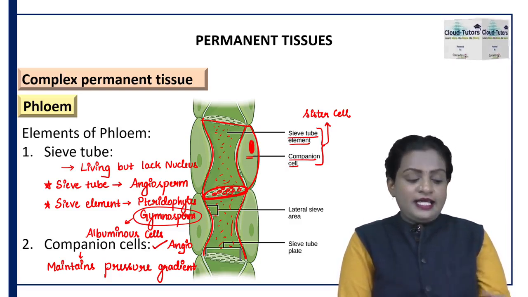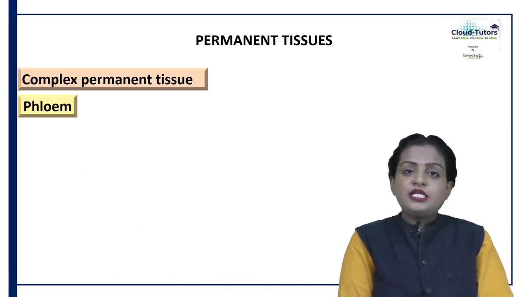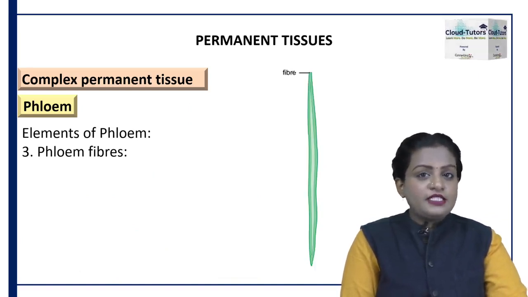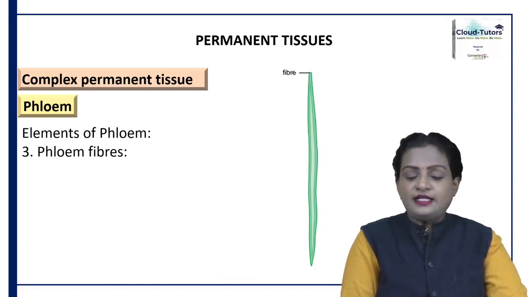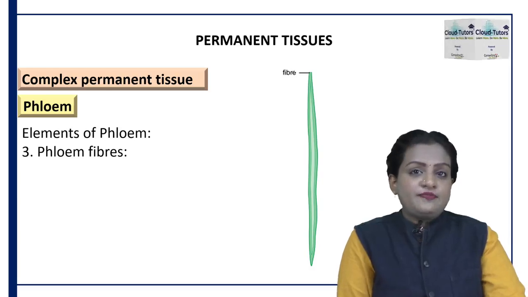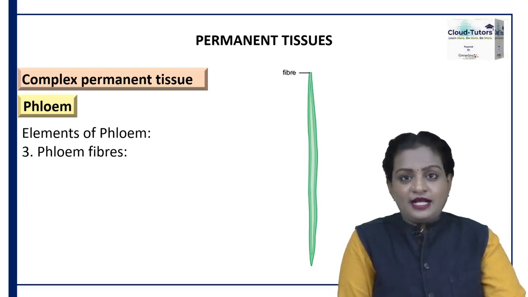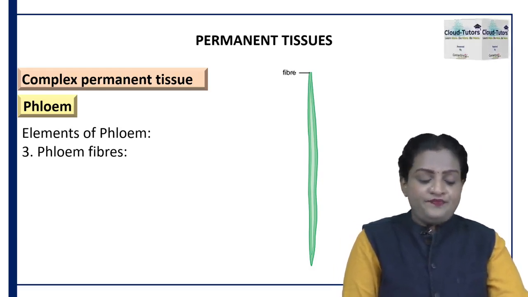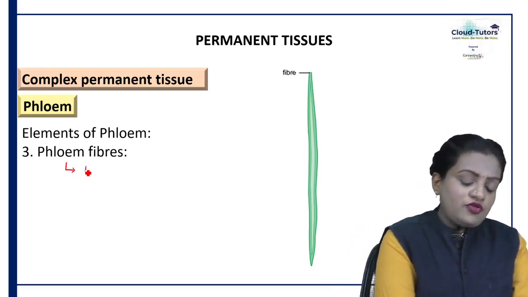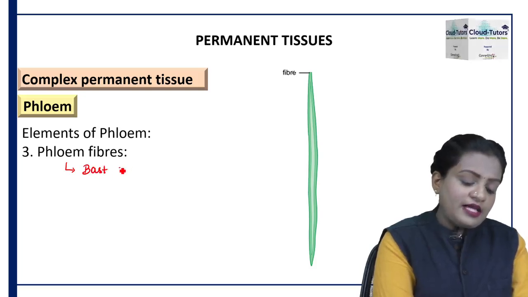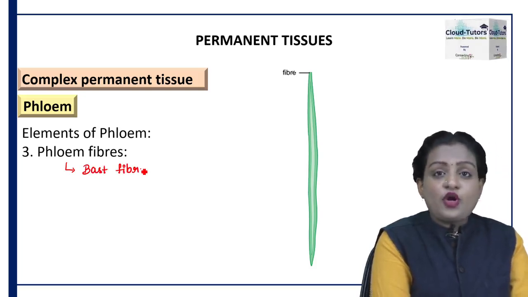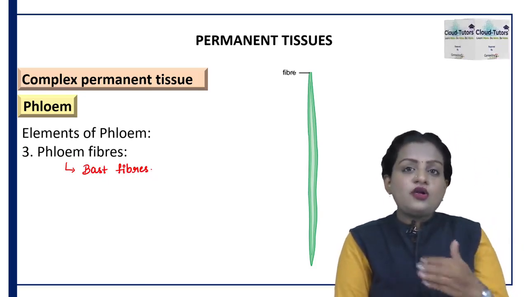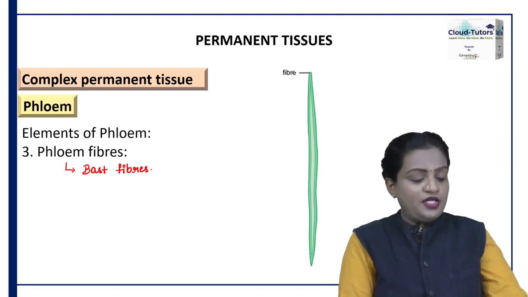Coming to the third element in phloem, that is the phloem fibers. Phloem fibers are similar to sclerenchymatous structure, but they do not provide mechanical support to the entire plant body, but in turn provide mechanical support only to phloem. So phloem fibers are also known as bast fibers sometimes, and they are very important economically because jute fibers and hemp fibers all are derived from phloem.